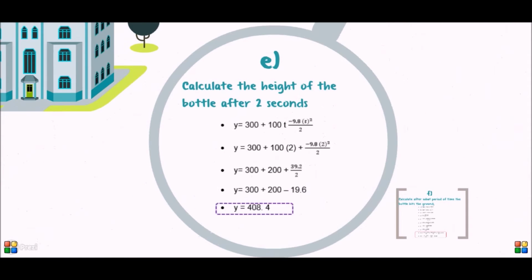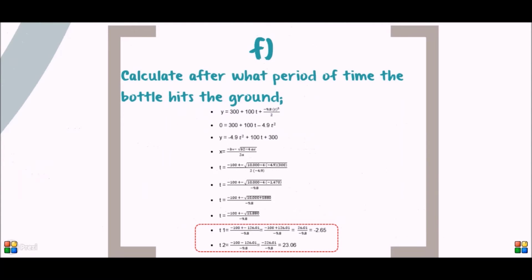For letter E, we use the formula we got on letter A, and we just substitute the time with 2 seconds, because the problem says that we have to calculate the height of the bottle after 2 seconds. With this, we got that the height is equal to 408.4.